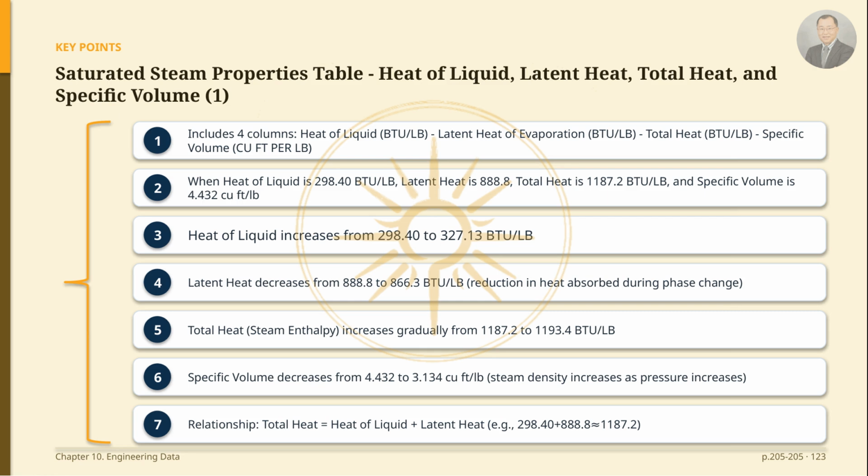The total heat of steam increases gradually from 1187.2 to 1193.4 BTU/lb, and the specific volume decreases from 4.432 feet superscript 3/lb to 3.134 feet superscript 3/pound. A decrease in specific volume means that the steam becomes denser as the pressure increases.